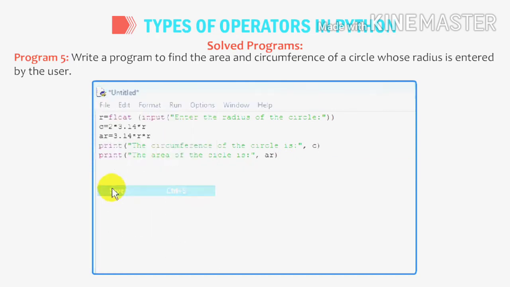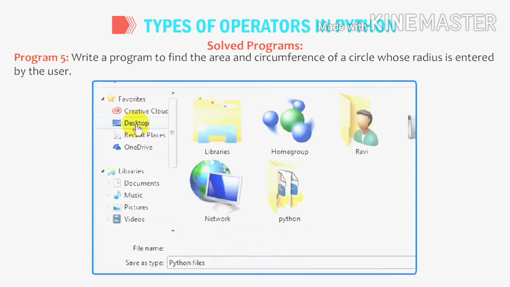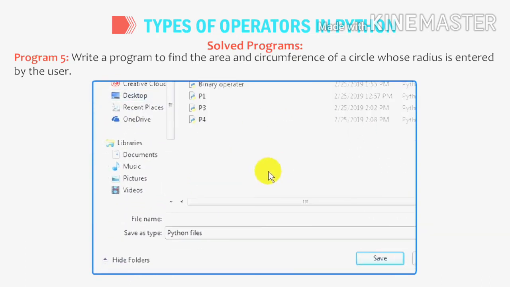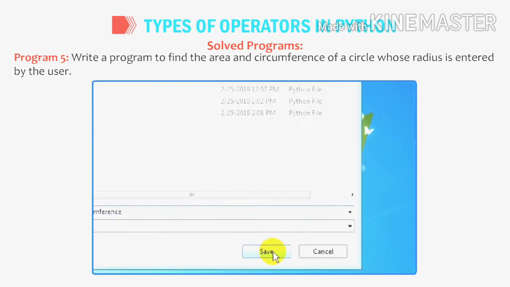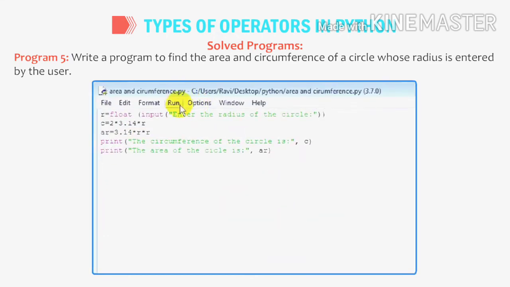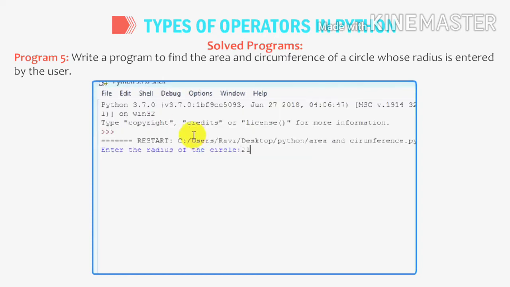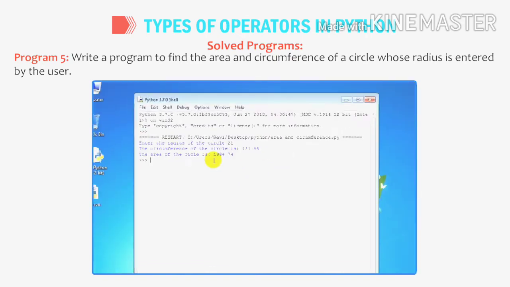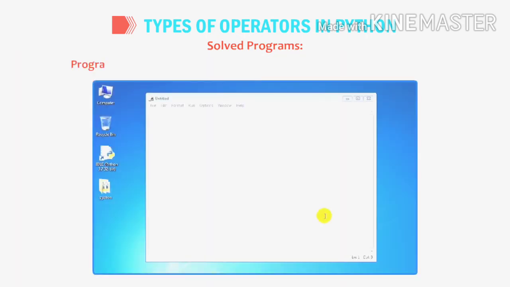And now I am printing the value, and I'm also showing the procedure for how to save my file. See, after saving, I'm going to the run option and then run module. Enter the radius. After entering the radius, we get the circumference and area of the circle. Clear?